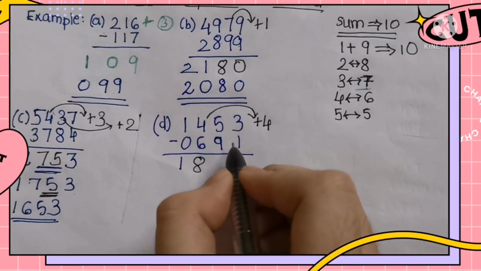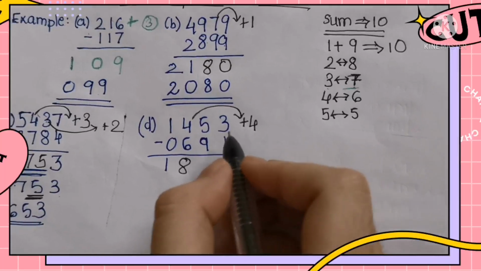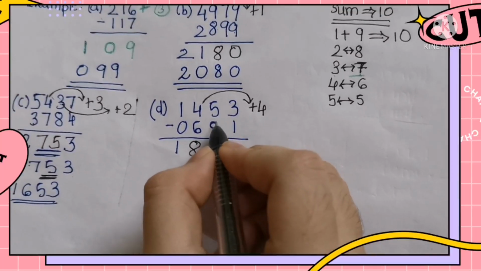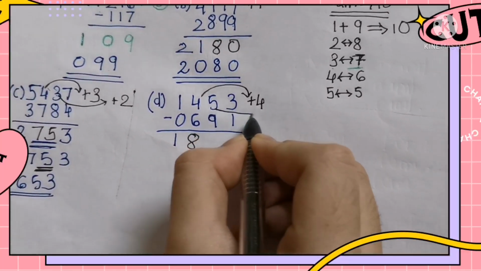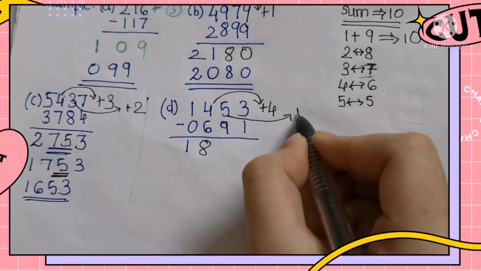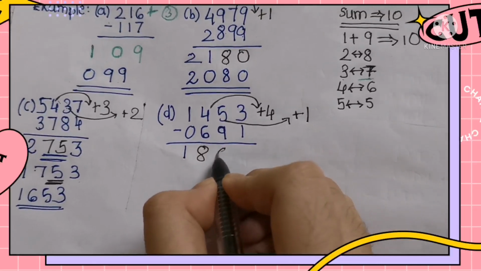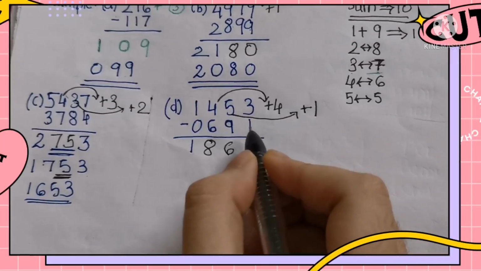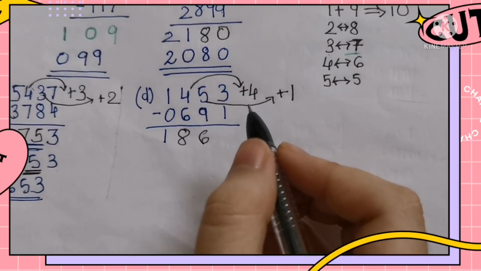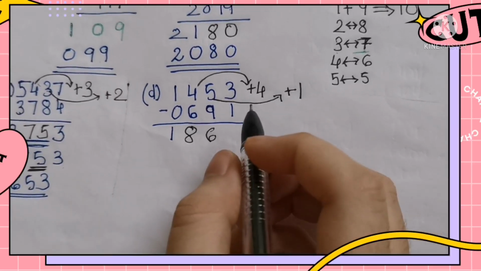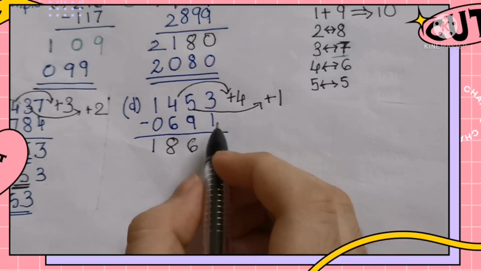Moving on to tens place. 5 minus 9 is not possible. So we will again use the complement trick. 9 complement is 1. So we will add 5 and 1, which is 6. Now moving on to units digit. 3 minus 1 is 2.